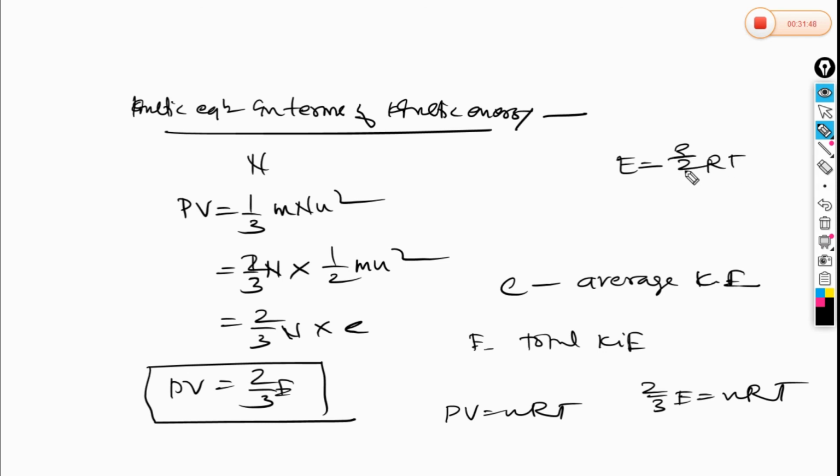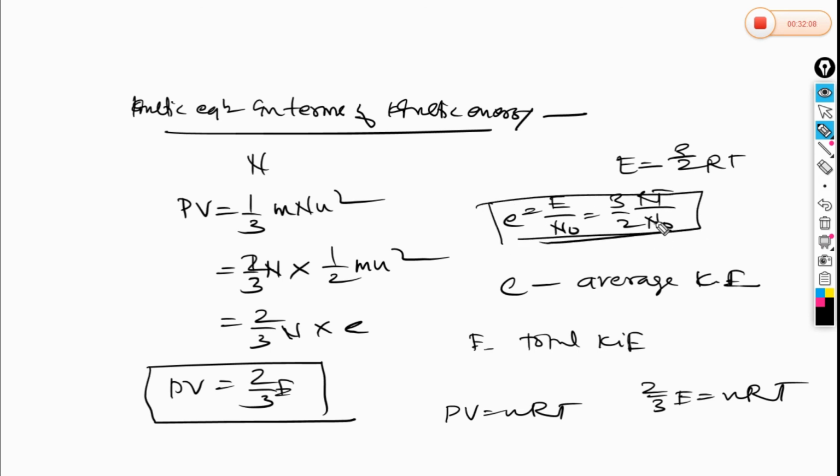Since the number of gas molecules in 1 mole of gas is N0, that is Avogadro number, we can write E is equal to E divided by N0, that is Avogadro's number, which is equal to 3 by 2 RT divided by N0. This is for 1 mole of gas. Substituting the values of R, T, N0 in the equation, the average kinetic energy can be calculated.